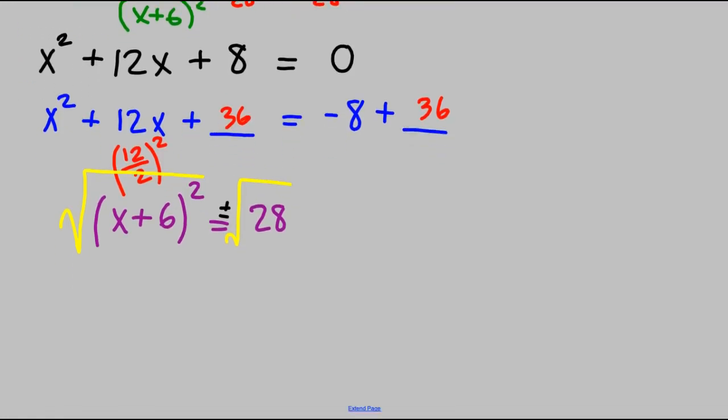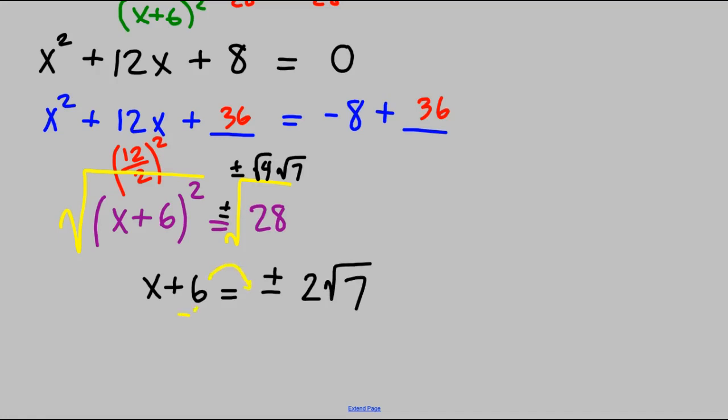So then this ends up being down here, x plus 6 equal to plus or minus the square root of 28. That's going to be 7 and 4. So that's plus or minus 2 root 7. And then to get x by itself, I need to move the 6 over by subtracting 6 from both sides. So my very final answer here, all nice and simplified, is negative 6 plus or minus 2 root 7.